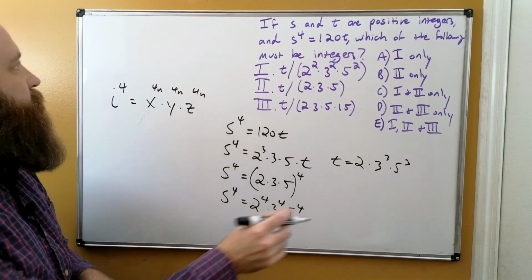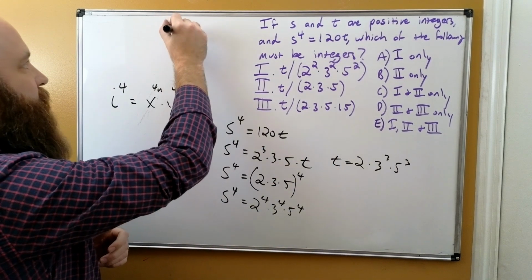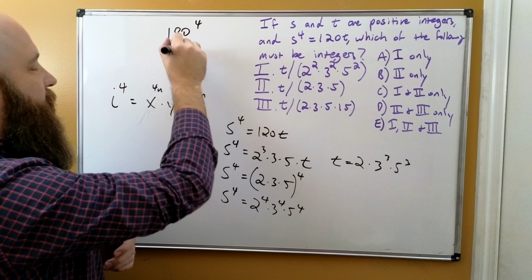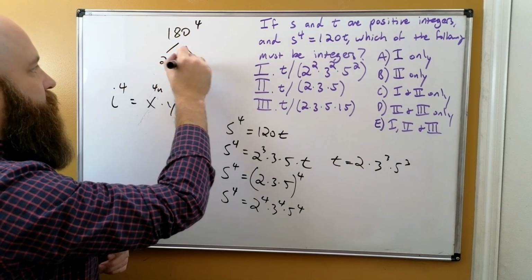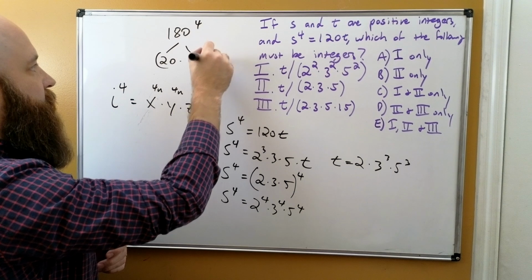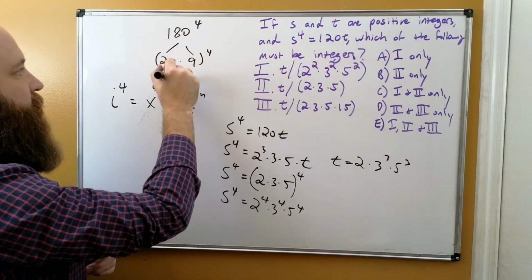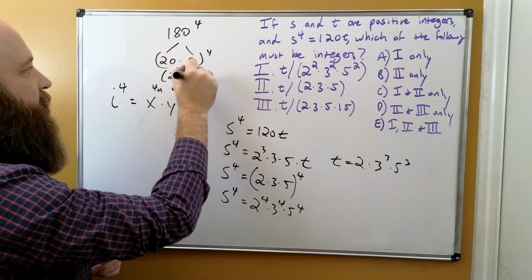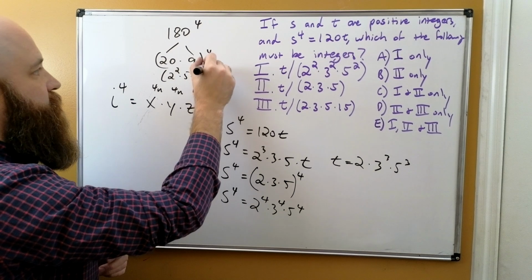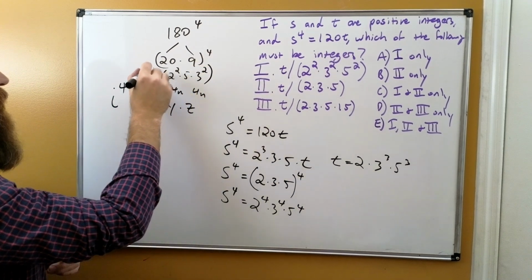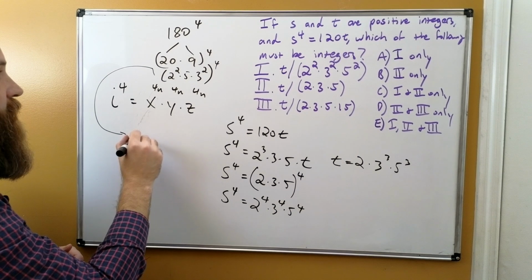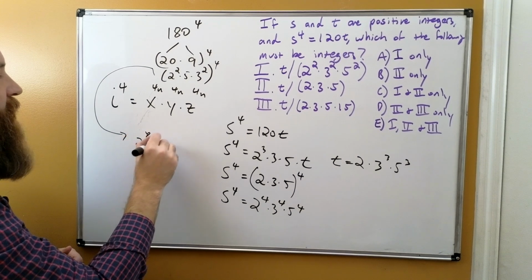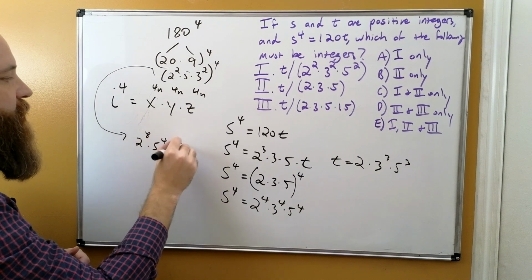Okay, and one last bigger number, and then we can go back to our question. Let's imagine 180 raised to the fourth power. Okay, so how would I write that? Well, I could break 180 down into 20 times 9, all raised to the fourth power. 20 I could write as 2 squared times 5. 9 I could write as 3 squared. Okay, so if I simplify that down here, what do I get? This is all raised to the fourth power. So 2 to the 8th times 5 to the fourth times 3 to the 8th.